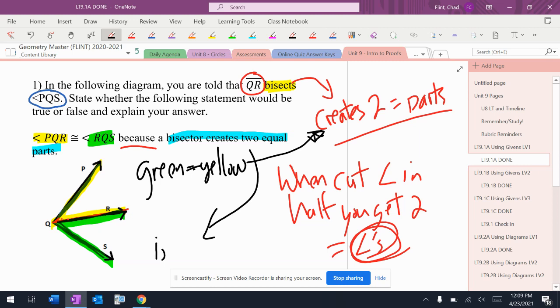All right, so I have to say, is this real? Okay, is that real? Do I really know that? All right, well, it tells me right here that QR bisects PQS, so yes, I really do know that, and that's what happens. So this is true. All right, and I have everything there that tells you why it's true. That's what I'm looking for.